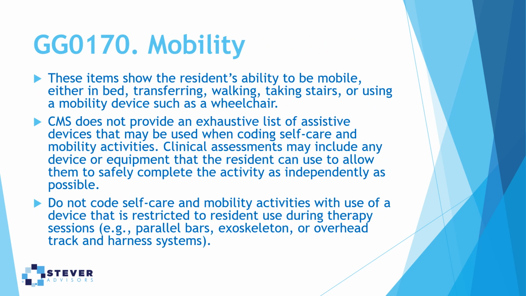The mobility items show the resident's ability to be mobile, either in bed, transferring, walking, taking stairs, or using a mobility device such as a wheelchair. CMS does not provide an exhaustive list of assistive devices that may be used when coding self-care and mobility activities. Clinical assessments may include any device or equipment that the resident can use to allow them to safely complete the task or activity as independently as possible. Do not code self-care and mobility activities with the use of a device that is restricted to a resident's use only during therapy sessions, such as parallel bars.